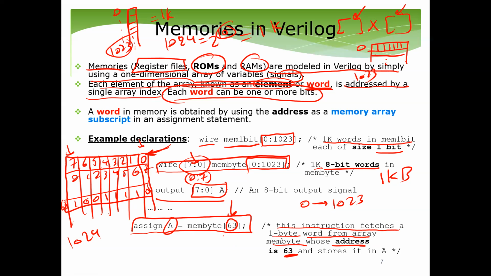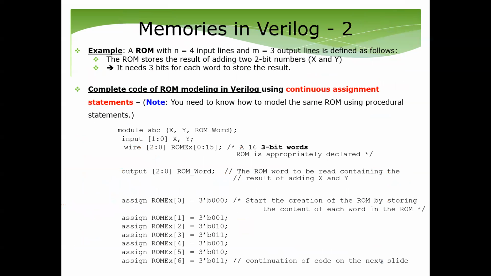So the number that we're going to put in between parentheses here is going to be the address that we want to read out of this memory. Let's take a complete example of modeling a memory and see how it works.